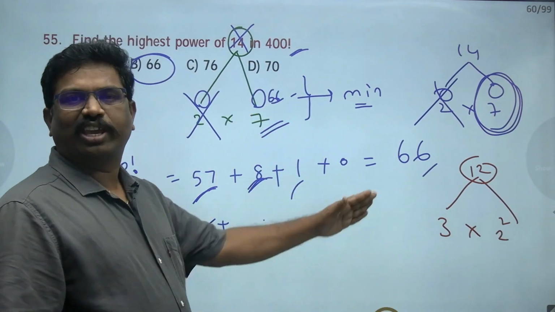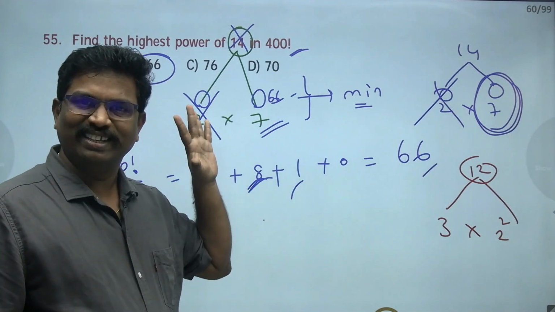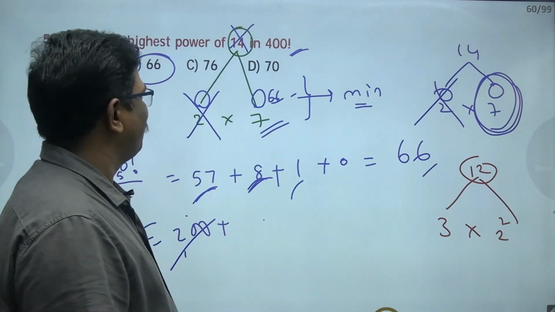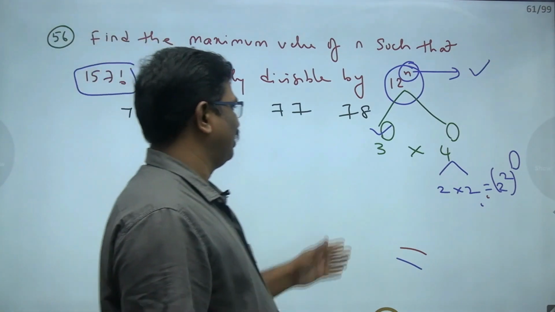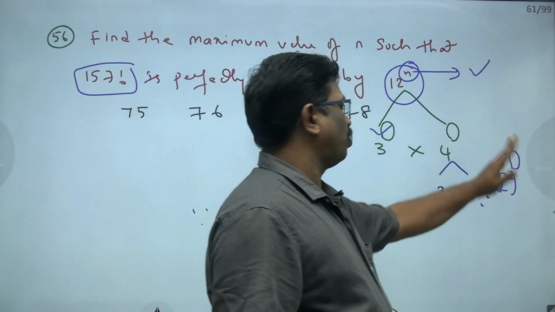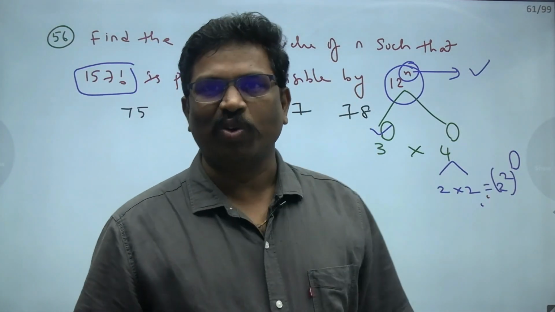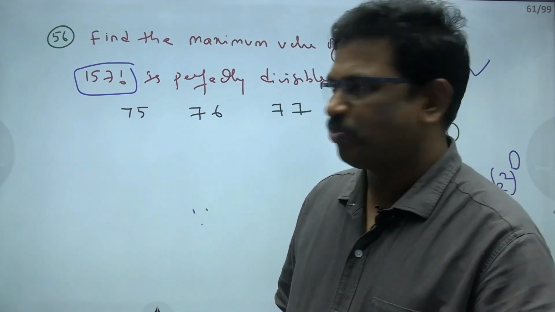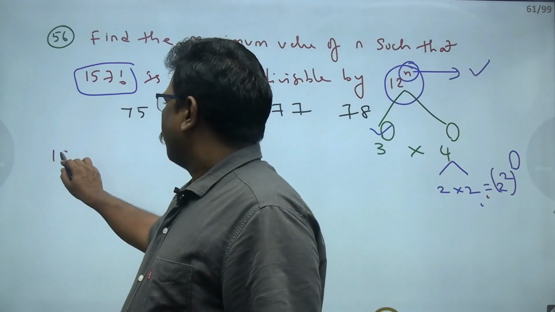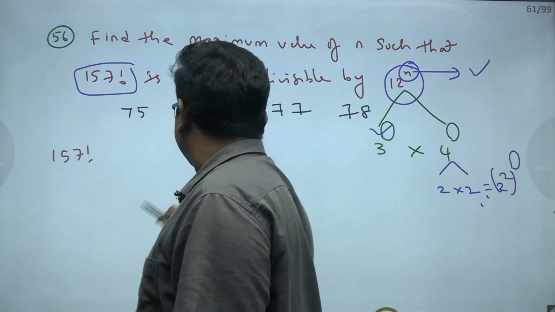So if it is the case, how do you solve? Come on, guys, tell me. How do you solve highest power of 3 and highest power of 2 square? Simple. First, for 157 factorial, you find out the highest power of 3.